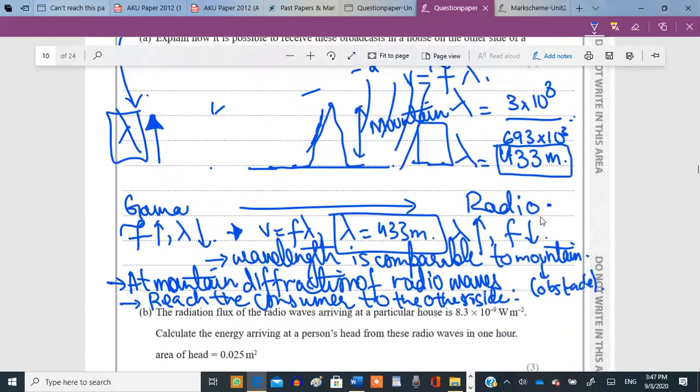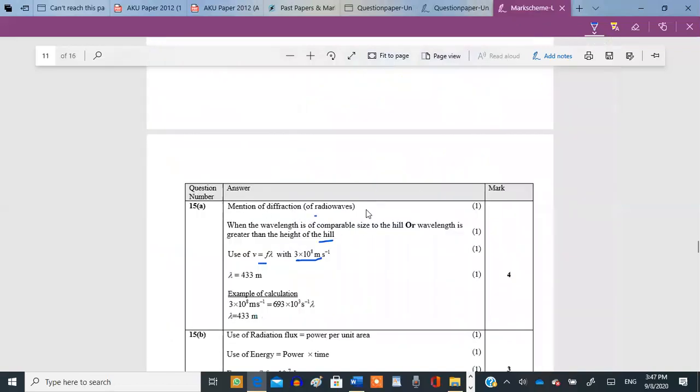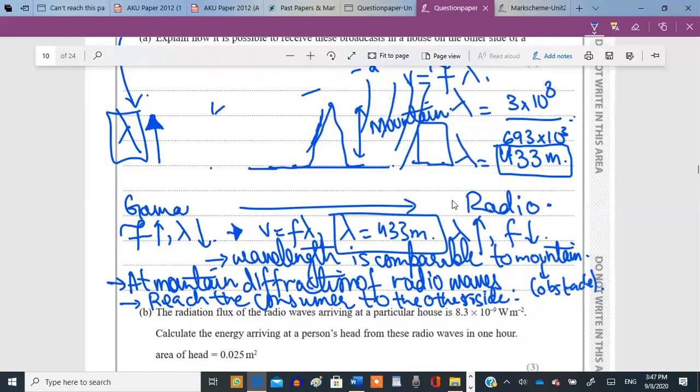Okay. Yeah, and let's look at the marking scheme once again. Mention of diffraction. Wavelength is comparable to the size of the hill. v is equal to f lambda. Lambda turns out to be 433 meters. Okay. Now do you get it?